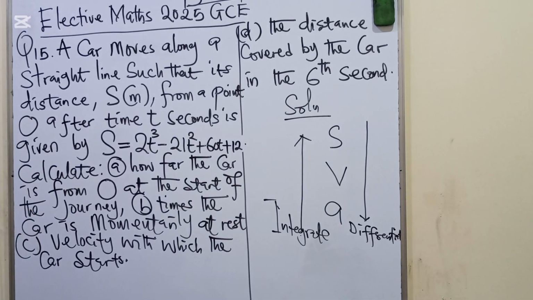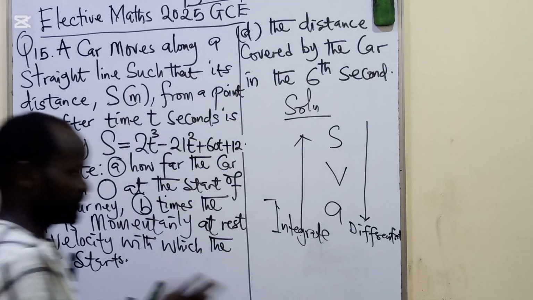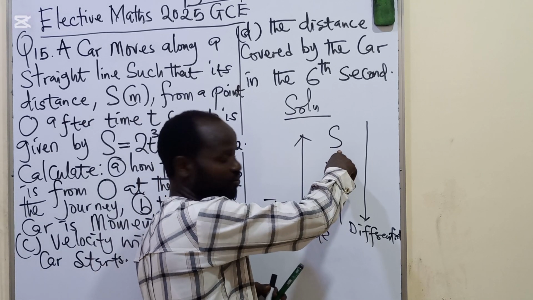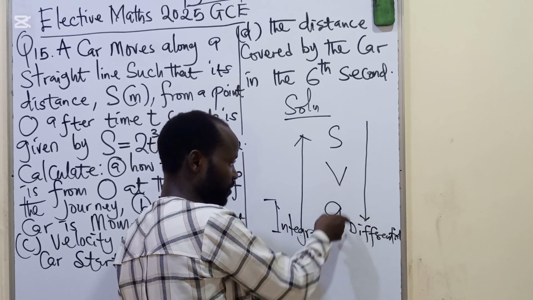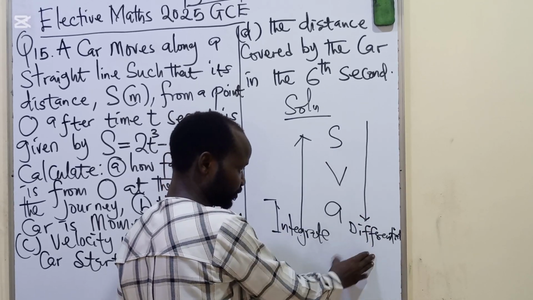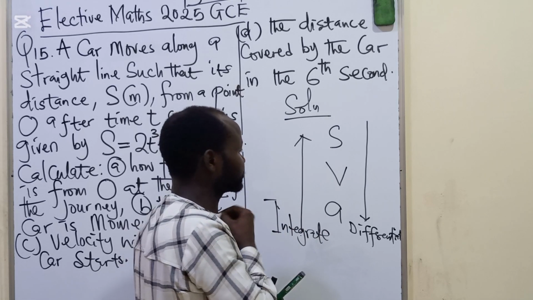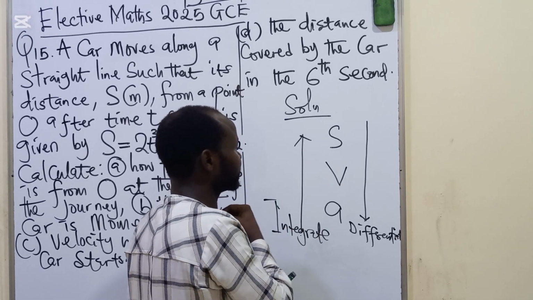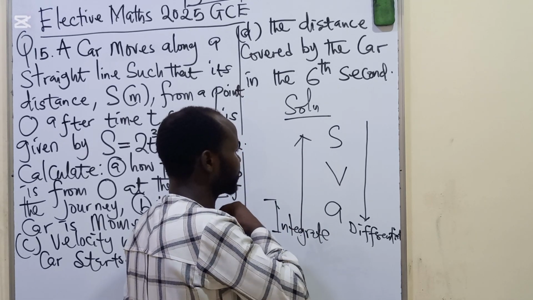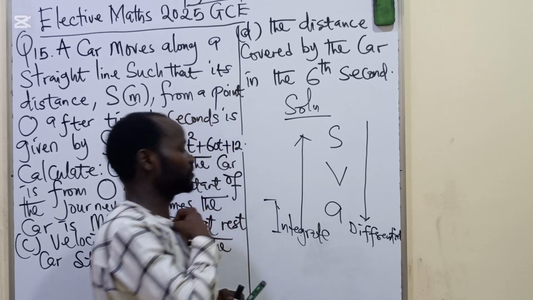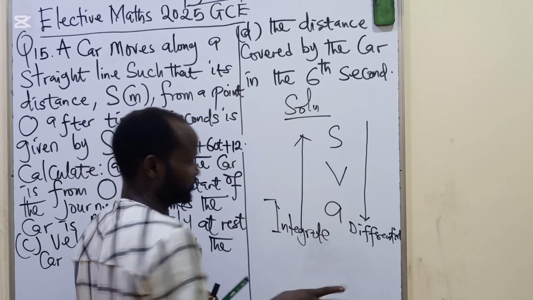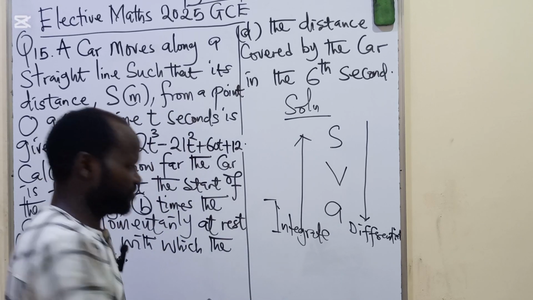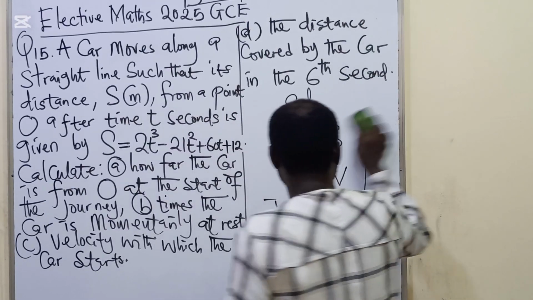Very important concept. Let me repeat it again. When distance is given, we want to find velocity, we differentiate. When velocity is given, we want to find acceleration, we still differentiate. But when acceleration is given and we want to find velocity, we integrate. When velocity is given and we want to find distance, we integrate. Very important concept. So with this knowledge, let's look at how we can handle this question now.